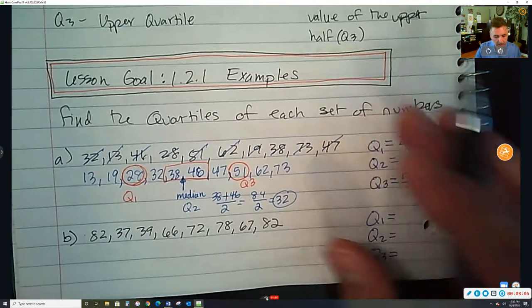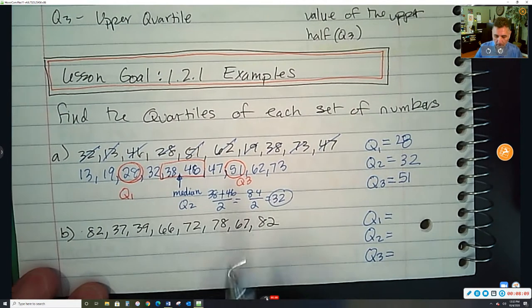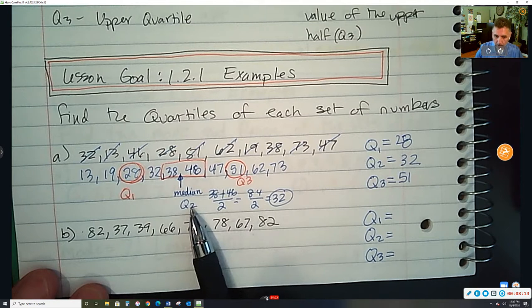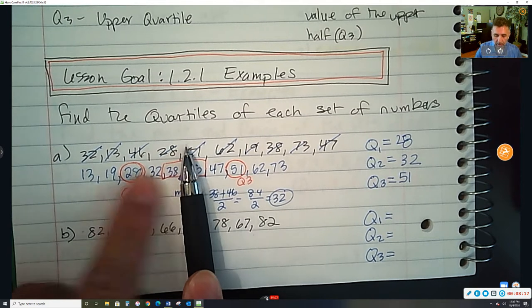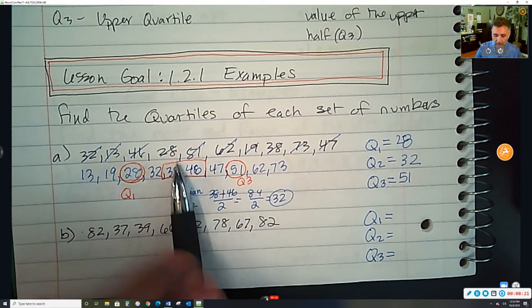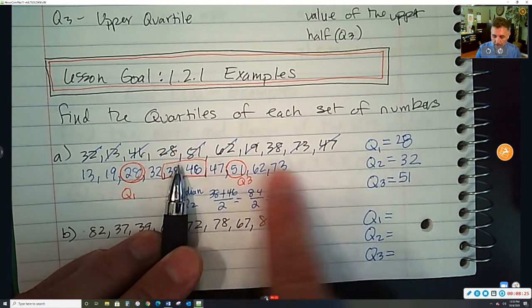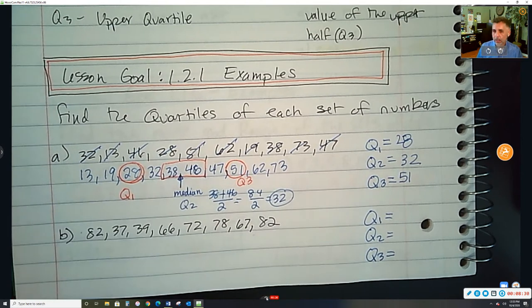And that's pretty much finding the quartiles. I found the middle, or the median. That's quartile 2. And then I found the median of the lower half numbers. That's the lower quartile. And I found the median of the upper set of numbers, and that's the upper quartile. Okay, so pause this right now if you need to copy this. I'm going to go ahead and move on to the second one.